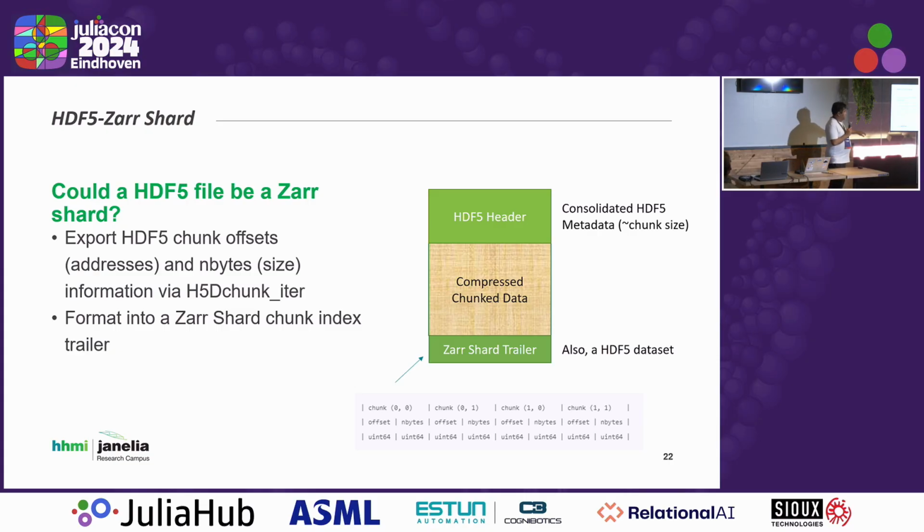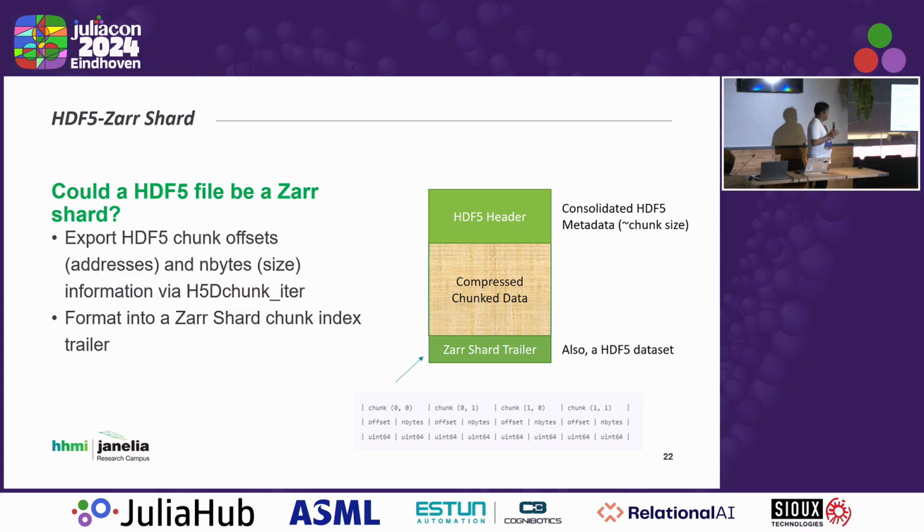And so you could think of basically a file that looks like this. We have a little bit of HDF5 header that just points at maybe where the chunk metadata is, which could be at the bottom. And then we have the Zarr shard trailer right at the bottom of the file. And this is perfectly compatible. Both HDF5 and Zarr are perfectly happy. And so we're starting to get convergence of these two things.